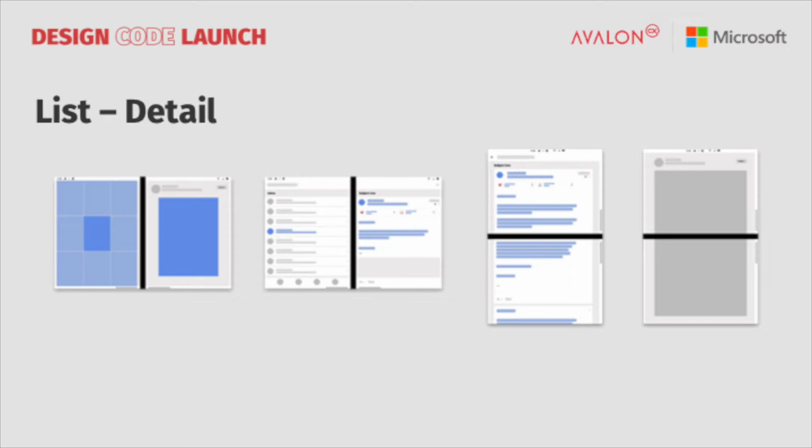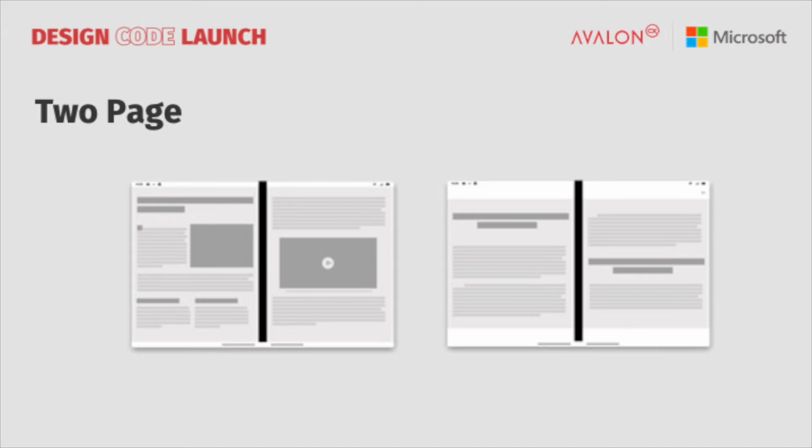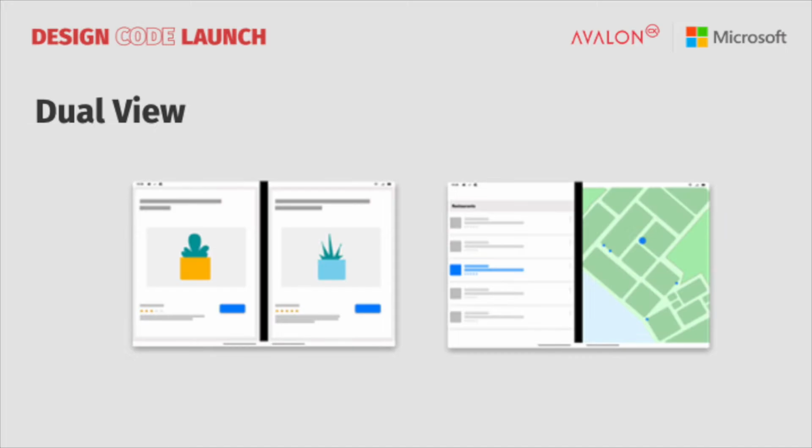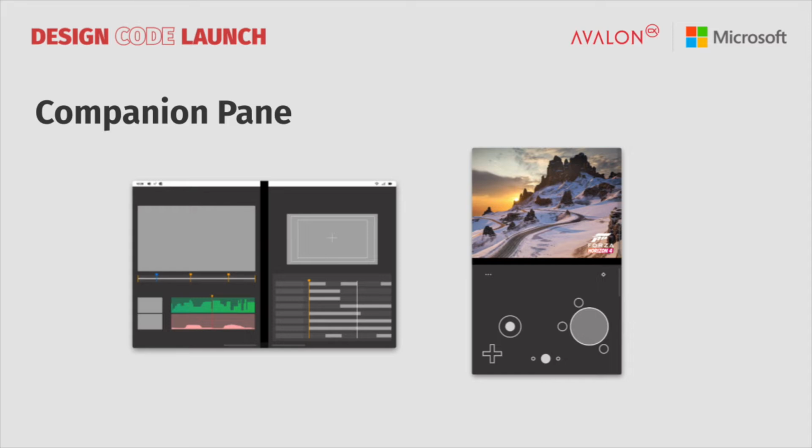Then you have list detail, where you have one part of an application on one screen, and then you use a hierarchy to lay out detailed information on the second screen or the second pane layout. And then you have 2-page, which is the most ergonomic way to lay out information for content consumption. And then you have dual view, which is displaying 2 different types of views on either screen. It can be a 2D representation on one screen or a 3-dimensional representation on another screen. So that's dual view. And then companion pane is the last design pattern, where you can separate the content for consumption from the tools that help manipulate that content.